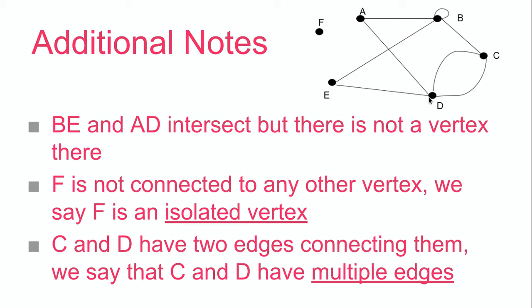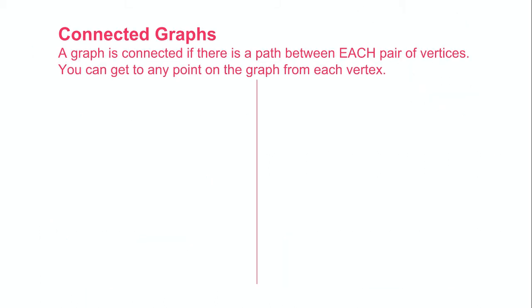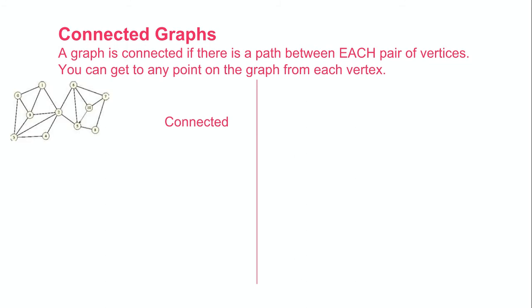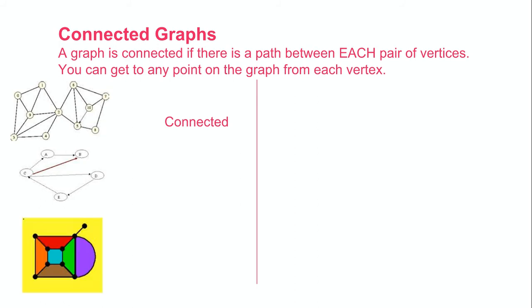Connected graphs. A graph is connected if there is a path between each pair of vertices. Or another way to say that is that you can get to any point on the graph from any of the vertices. So these are examples of connected graphs here. Every vertex is accessible through edges. There may not be a direct path to that vertex, but you can access any of those vertices. These are all connected graphs.